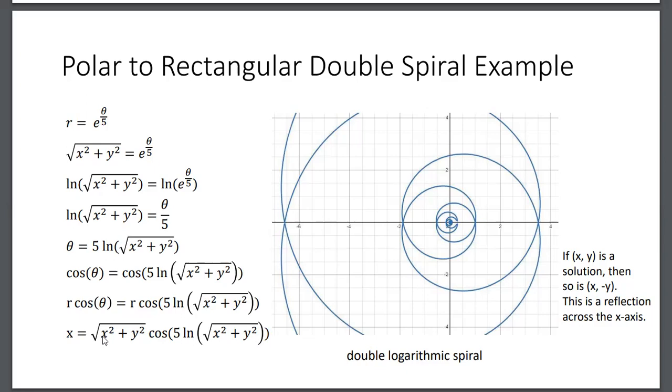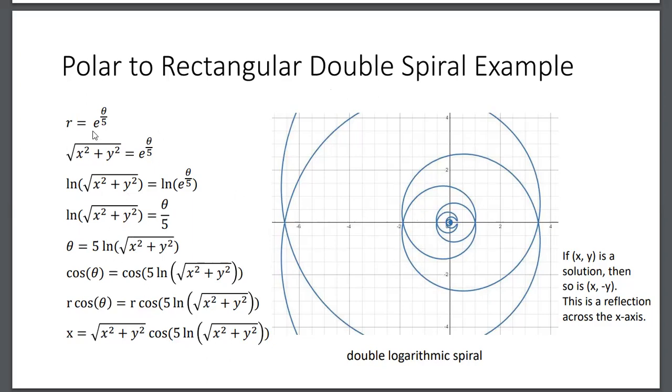It's quite an involved equation. x is the square root of x squared plus y squared times the cosine of 5 times the natural log of the square root of x squared plus y squared. But there's no longer any r's or thetas in it. And when you graph it, you get a double logarithmic spiral. One spiral spiraling this way, and another spiral spiraling this way. Why do you get a double one here?